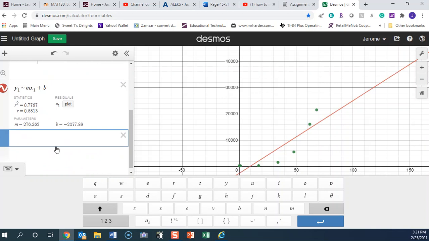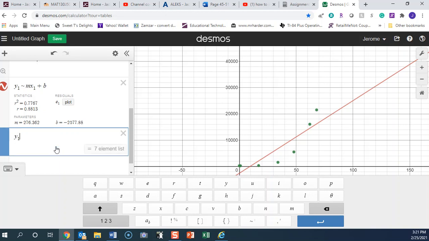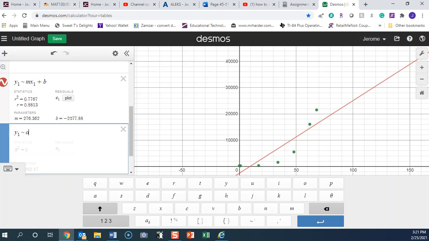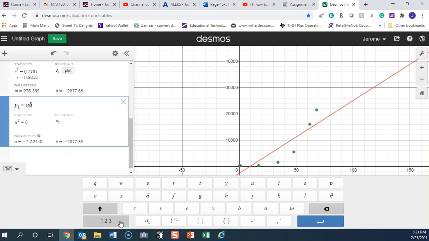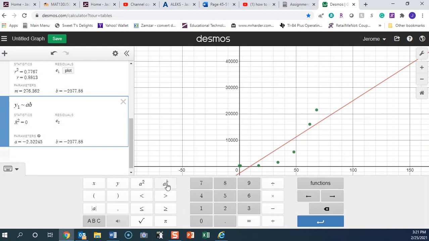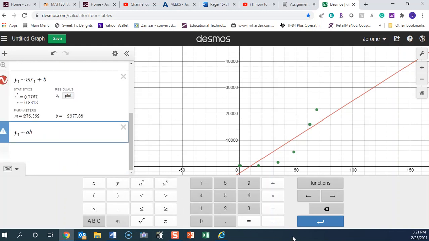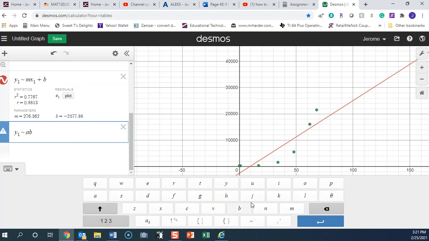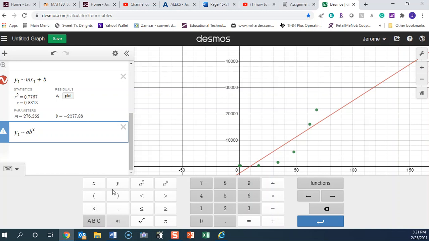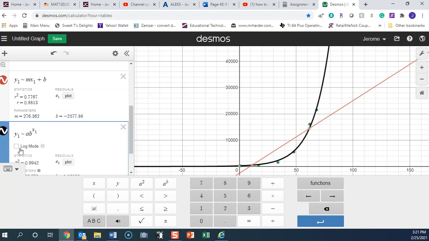Now we're going to do the exponential equation. The exponential equation is like what you put in your email. It'll be y equals ab to the x power. But remember, it'll be y1. We'll still do the tilde. And then it'll be ab, and then we have to take this to the exponent. We'll hit the a to the b power, and then it'll be to the x1 power. And then after you do that, you have to hit log mode.